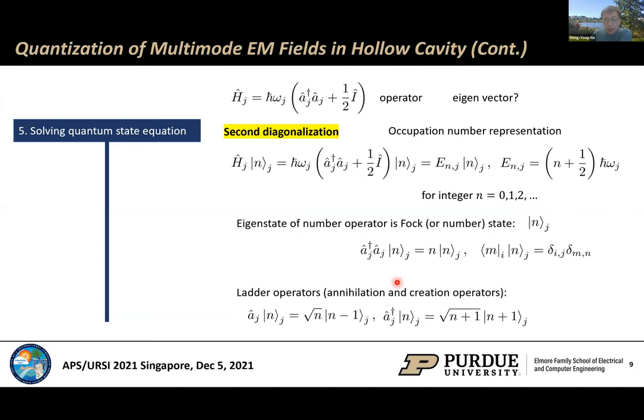This Fock state has orthonormal properties in terms of the eigenmode indices and the photon numbers m and n. The reason they are called annihilation and creation, or lowering and raising operators, is that you can interpret the ket n Fock state as n photons occupying the jth eigenmode. If we act the annihilation operator on this state, it reduces the photon number by one, so that's why we call it the lowering operator, whereas the creation operator increases the photon number by one. This kind of algebra will be used intensively in this talk on numerical simulations.